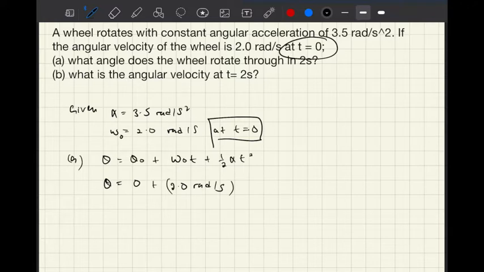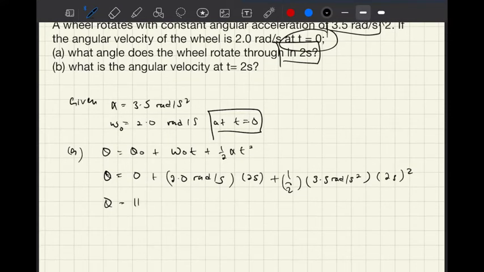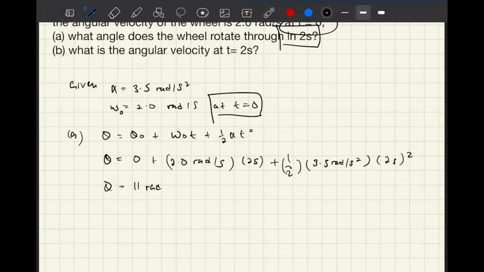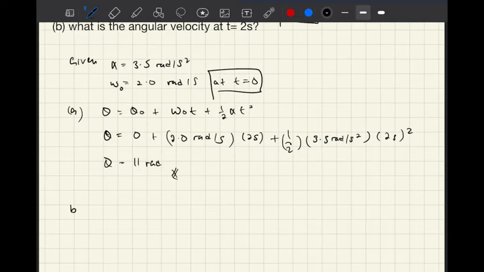And then t, because it says in 2 seconds, right? So we just put 2 seconds there, plus 1 over 2 times the acceleration, which we already have, 3.5 radian per second squared, multiplied by 2 seconds squared. All right. So basically this will be 11 radian. So we already solved for A. It's quite simple. Let's move to question B.